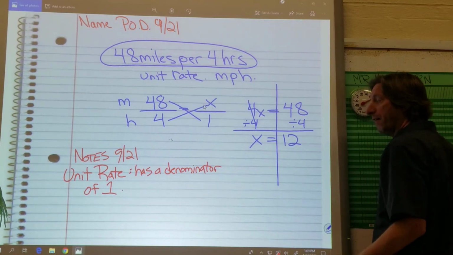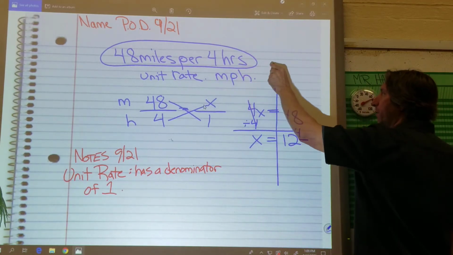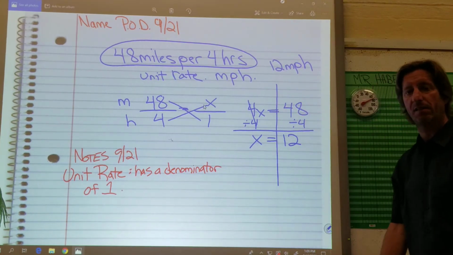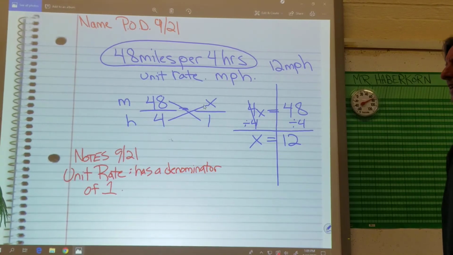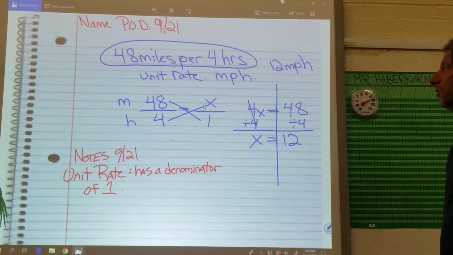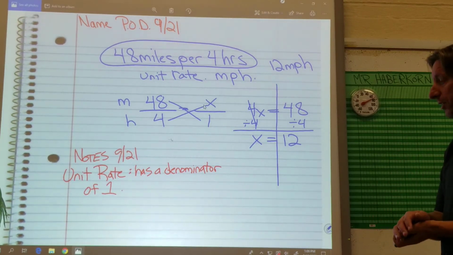So how fast was someone moving here? They were moving 12 miles per hour. Not very fast if you're in a car, pretty fast if you're running. It's probably about bike speed, maybe. All right. So that's one way we use unit rates. The other one is finding averages.